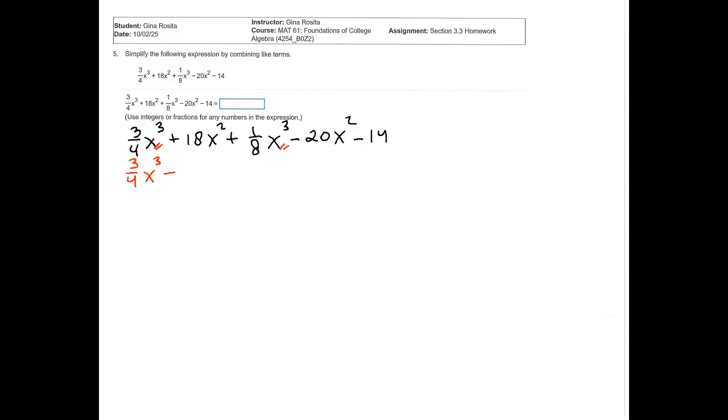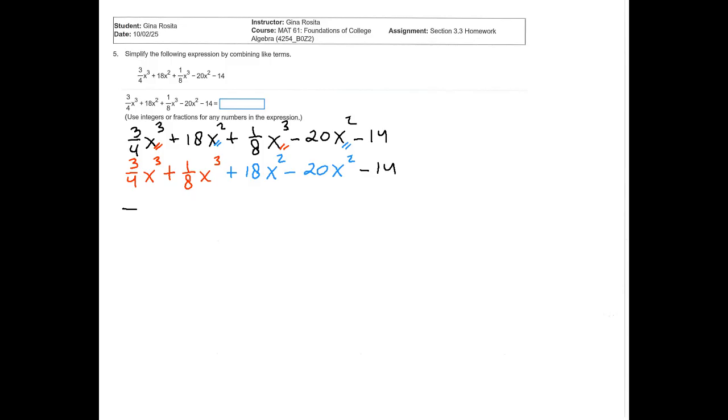Now look again at the x squared. This is x squared, this is x squared. Put together plus 18 x squared minus 20 x squared, then minus 14. Now look at the LCD. 4 and 8. The LCD is 8, because 4 goes into 8, 4 times 2. So now I just put this over 8 x cubed plus over 8 x cubed.